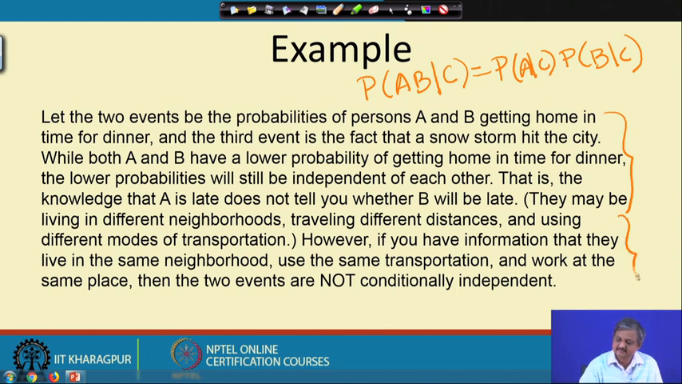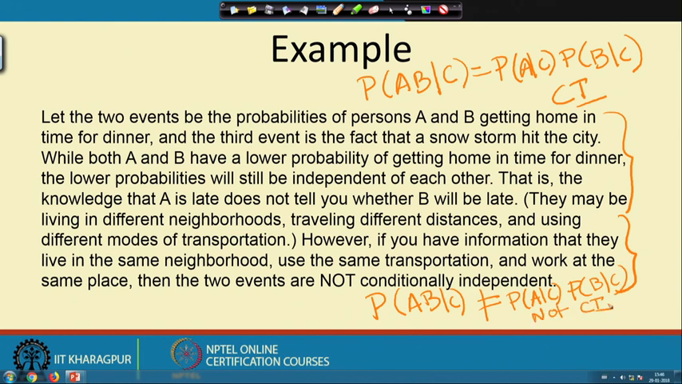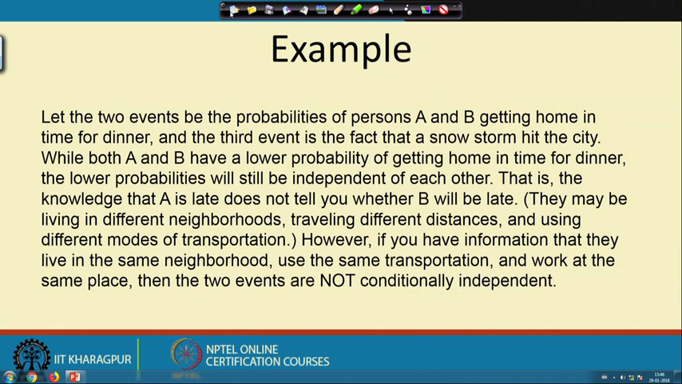So, the first case is conditionally independent, C I, and the second case is not C I. Pictorially this will look something like this.